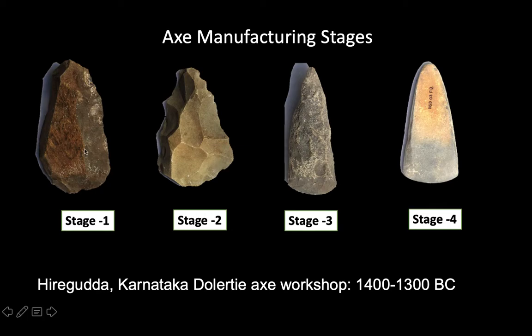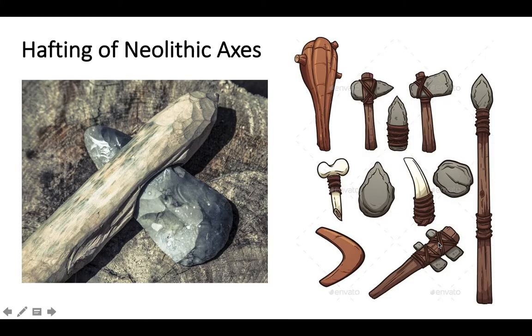I was talking about the slab technique. In the slab technique, this is a slab, the stage one. This is stage two, where the blanks were made, and then stage three. And this is stage four, where the polished one was already made. If you look at the dates of this, it could be about 1400 to 1300 BC.